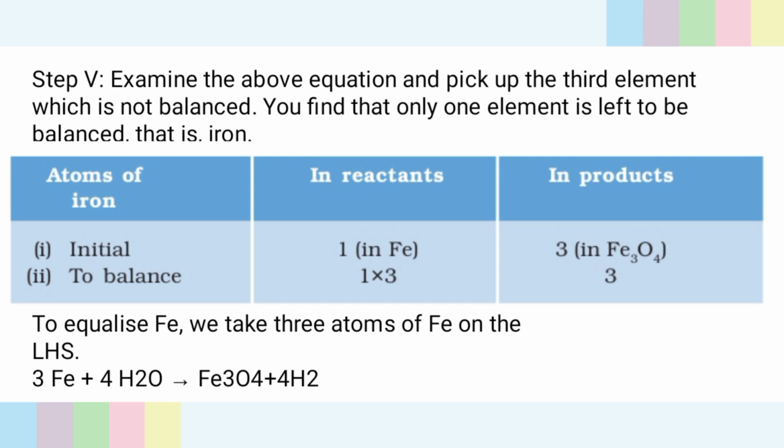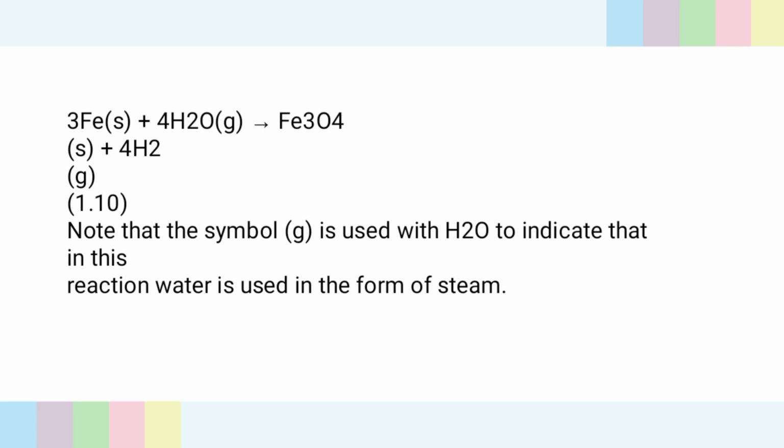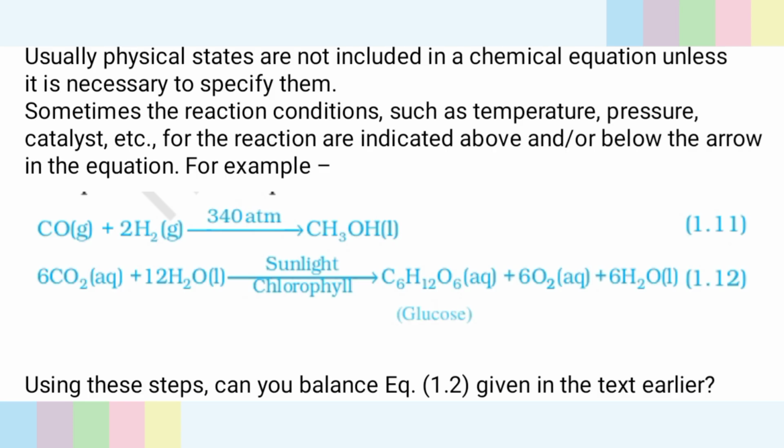So first you have to count the atoms on both sides and go with the hit and trial method, that is, multiplying with the maximum number of atoms present on the other side. If you do this, you can easily balance your chemical equation. Please try this with other equations possible, and in my next class I'll be solving the questions or the exercise which is given in your NCERT text.